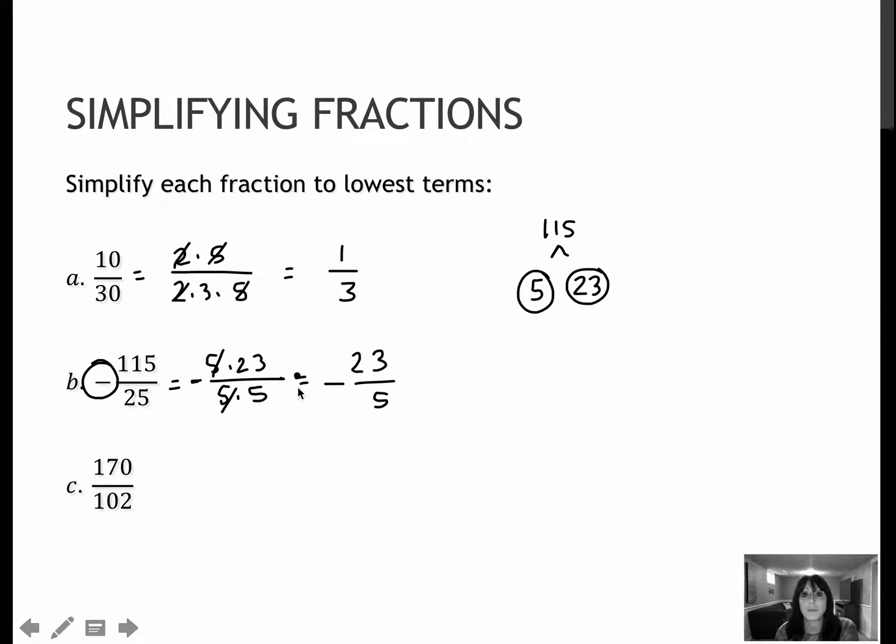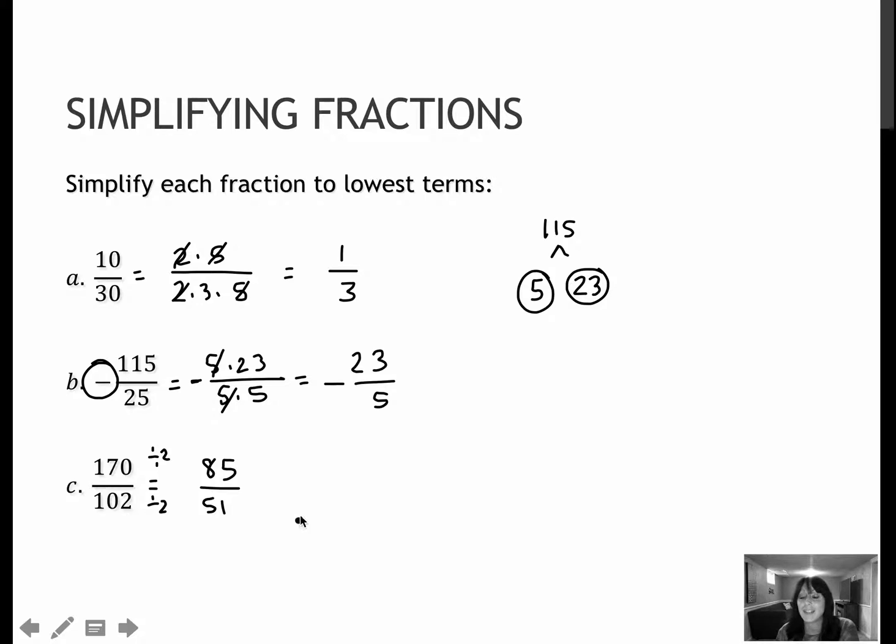We'll keep it improper for now. We'll get into improper fractions later on. Last one, 170 over 102. This one might be one where you would just continue to divide by 2. So if I divided by 2 on top and bottom, this one would give me 85, and this one would give me 51.